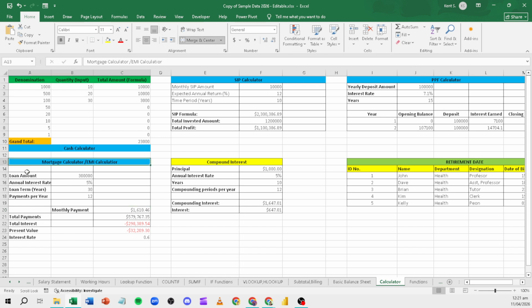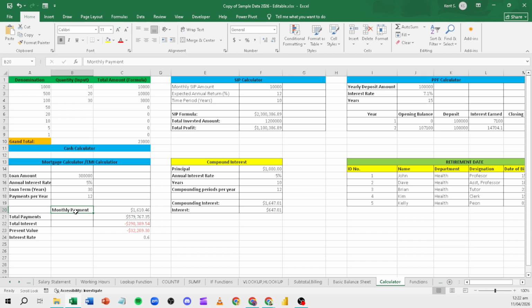Start by opening Excel and creating a clean layout. In column A, we'll place our labels, and in column B, we'll put the inputs and results. At the top, add a bold title like Mortgage Calculator so it's easy to spot. Just below that, set up the input labels: loan amount, annual interest rate, loan term in years, and payments per year. In the cells next to those labels, you'll enter your values.